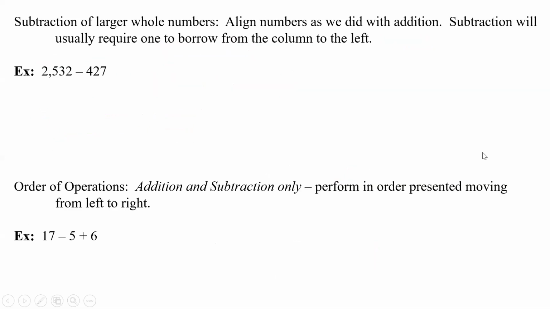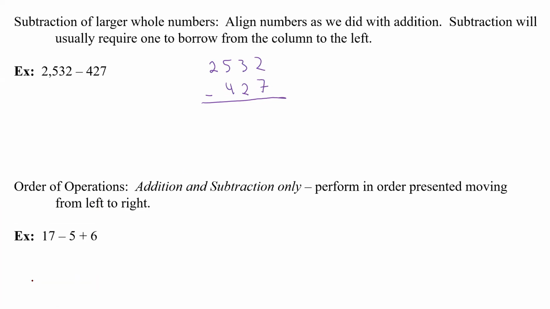Now, what about subtraction of larger numbers that are whole? Well, it works the same way as with addition. And in fact, you have to line up the ones column, the tens, the hundreds, thousands, and so on. And then with subtraction, there's something called borrowing. So let's kind of get down to it. Let's write it out first here. So we have 2,532, and we're going to take 427 and subtract it off. So what we're looking at is we're going to take the top number minus the bottom number. Well, 2 minus 7, well, 2 is not large enough to subtract 7 off because that will give us a negative number. And so what we have to do is we have to borrow.